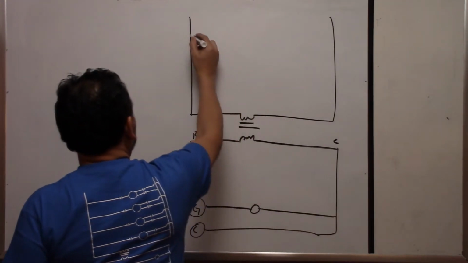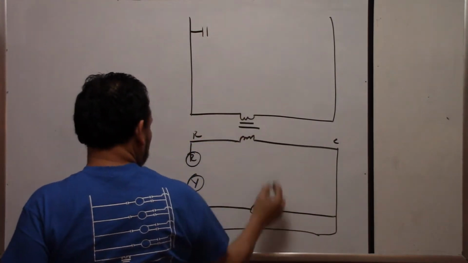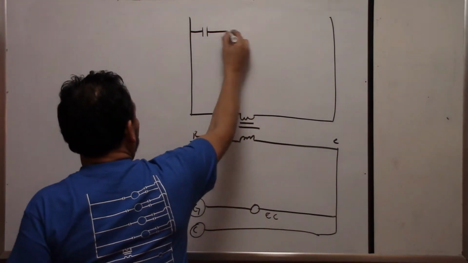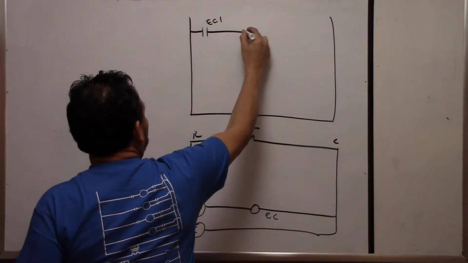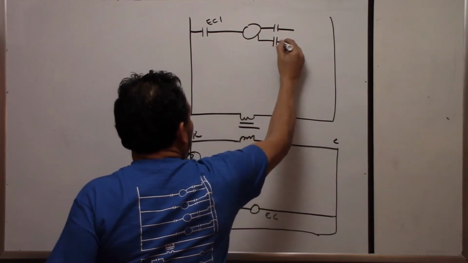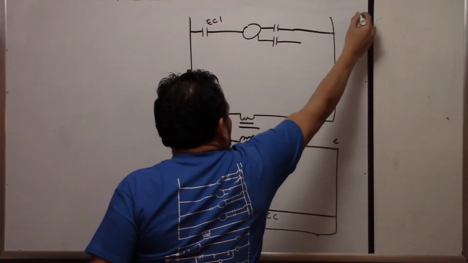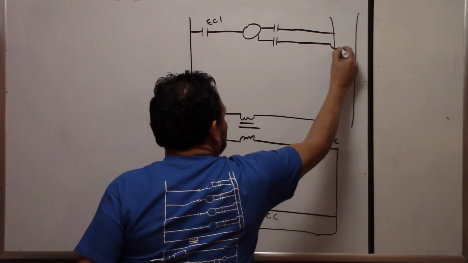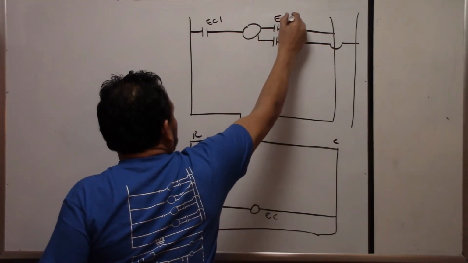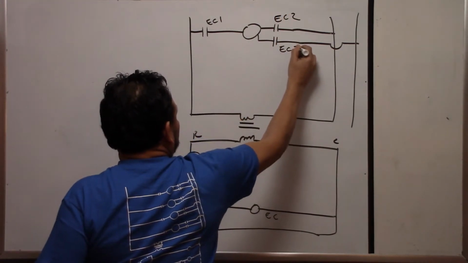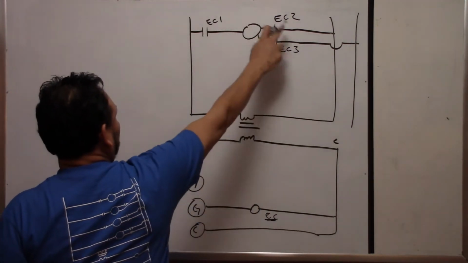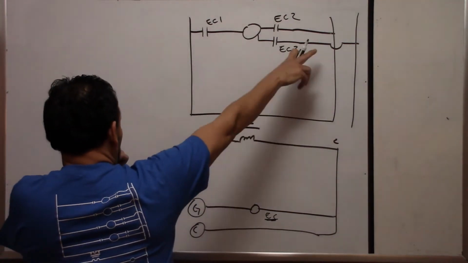This is the coil, I'll put EC, and this will be EC1, and then this is a three-phase: 1, 2, 3, okay? This is EC1, EC2, EC3. Now remember, this is the coil, EC, you're going to have to look for the numbers 1, 2, 3. That means when the coil energizes, the contact will close.